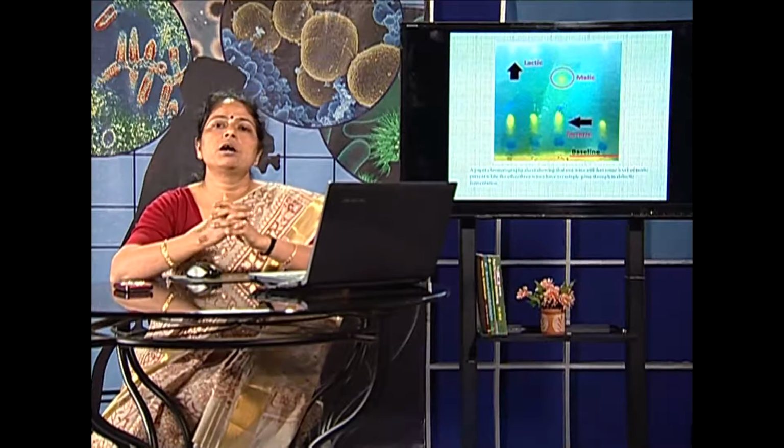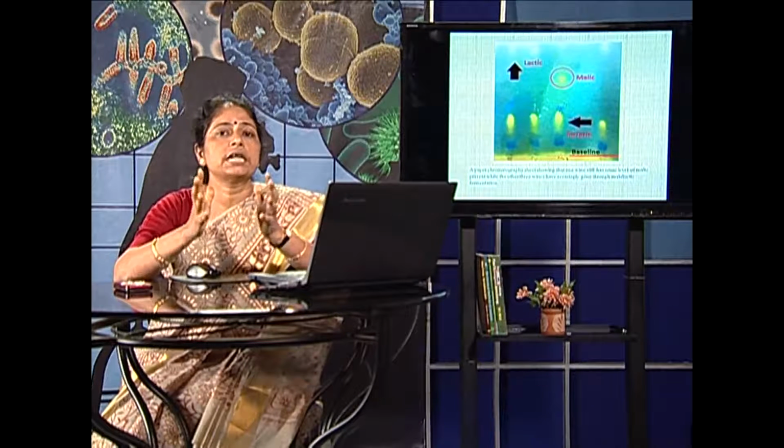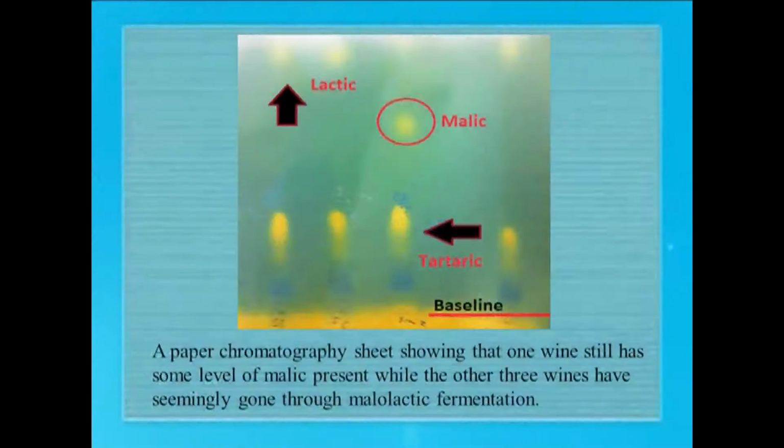Here I show you a paper chromatography sheet which shows how the processing can be assessed in an industry. Here you find that 1, 2, 3, 4 different lanes are there. The uppermost spot that you can see over here depicts the presence of lactic acid. The lowermost yellow spot shows the presence of tartaric acid. And in between, we find a spot which depicts the presence of malic acid. Now, let us understand this sheet very carefully, which is done normally during the processing of the wine.